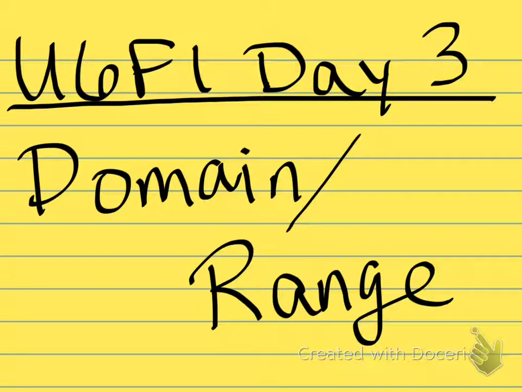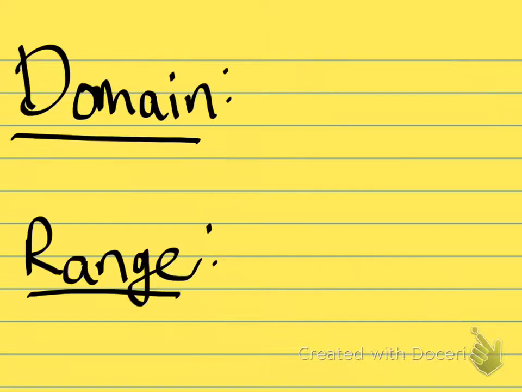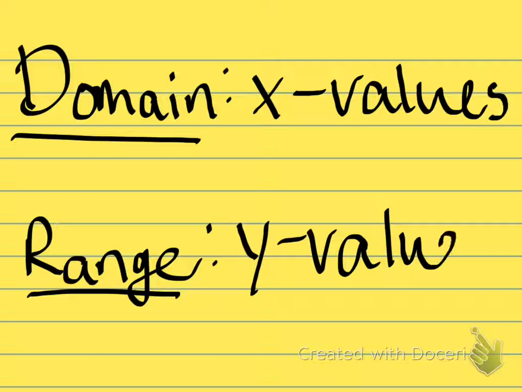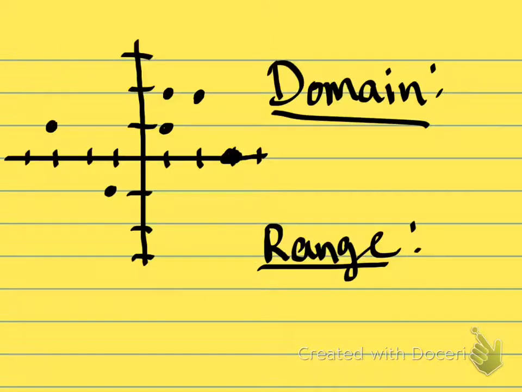Okay, today we're going to be talking about domain and range. The domain is your x values. Sometimes we call these the inputs because it's what we input into the function. Your range is what you call your y values. We call these the outputs because when you input an x value, you get an output, or you get a y value.